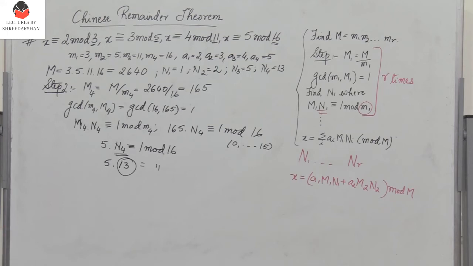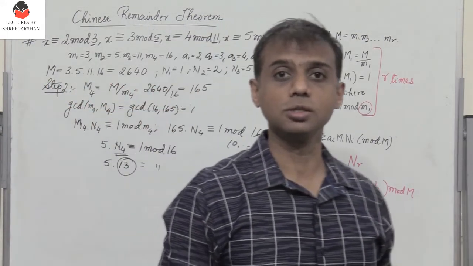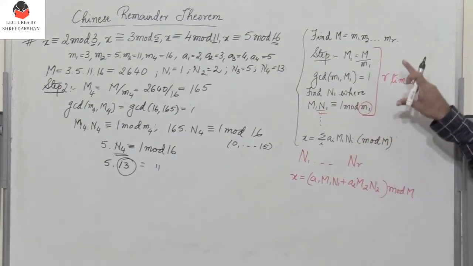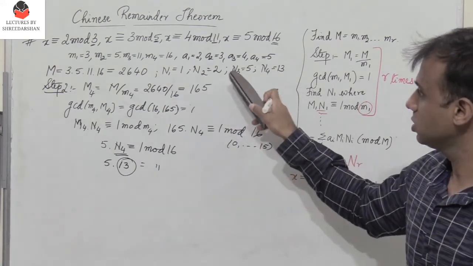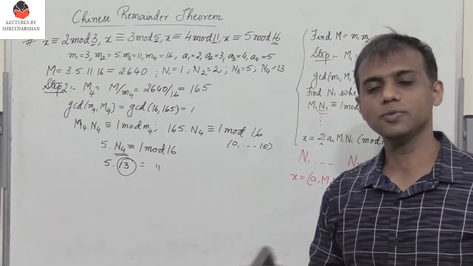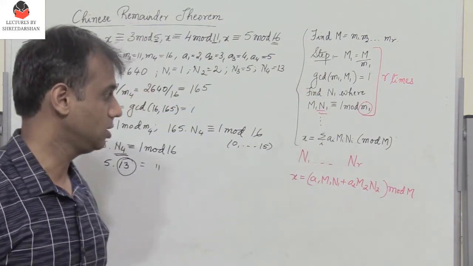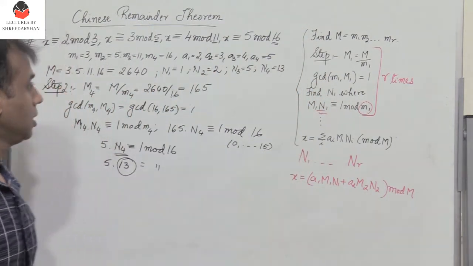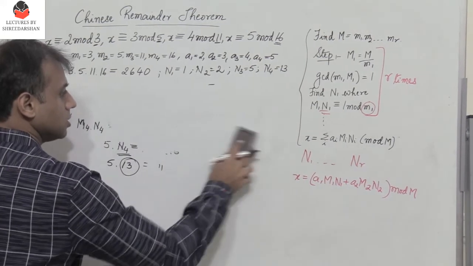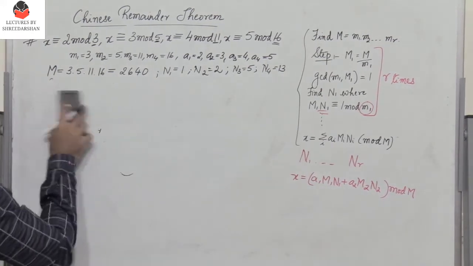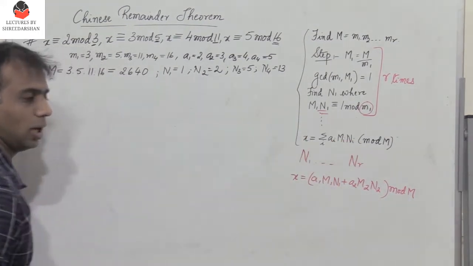So our whole job is to find the values of n. Since you have 4 equations, this procedure has been repeated 4 times to get the values of n1, n2, n3 and n4. Once we have calculated the values of n, we can find the value of x very easily by using this expression. So how do we find the value of x? Let me write it. x is the summation of ai mi ni in mod n.